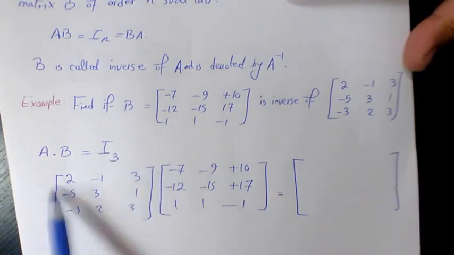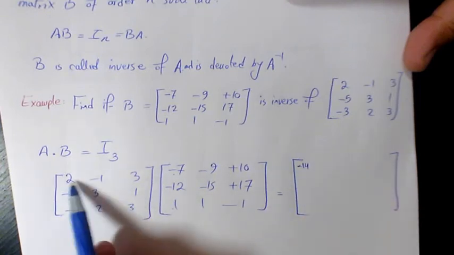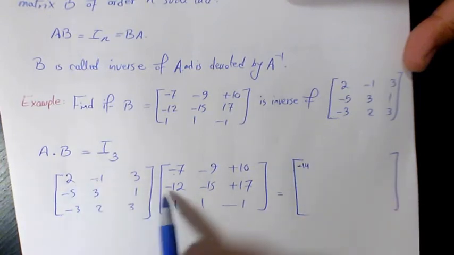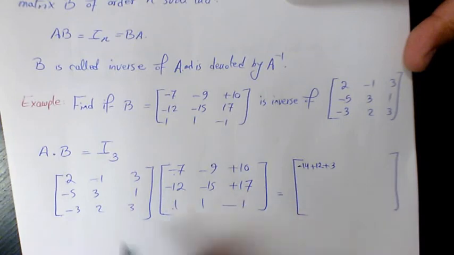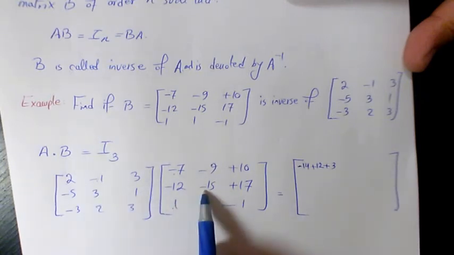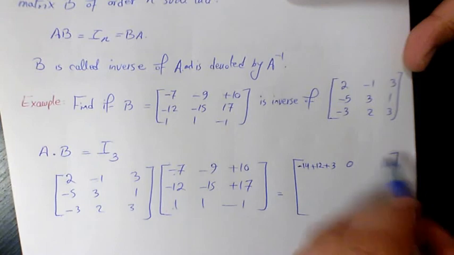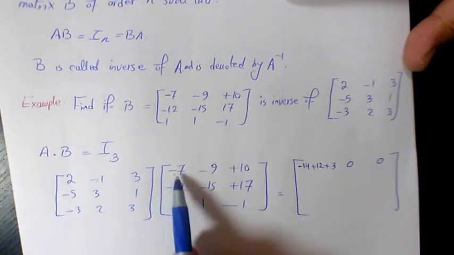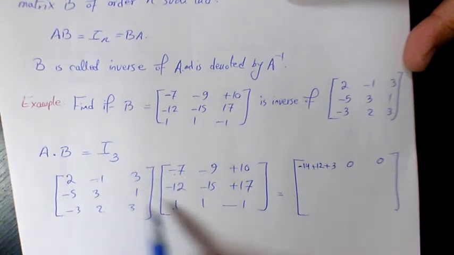So when you multiply this by this, 2 times -7 is -14. -1 times -12 is +12. 3 times 1 is 3. Then 2 by -9 is -18. -1 by -15 is +15. -18 and +15 is -3 so far, and with this 3 it is 0. 2 by 10, 20. -1 by 17, -17. And 3 by -1 is -3, which makes the whole thing 0. -5 times -7, 35. 3 by -12 is -36. 1 by 1 is 1.